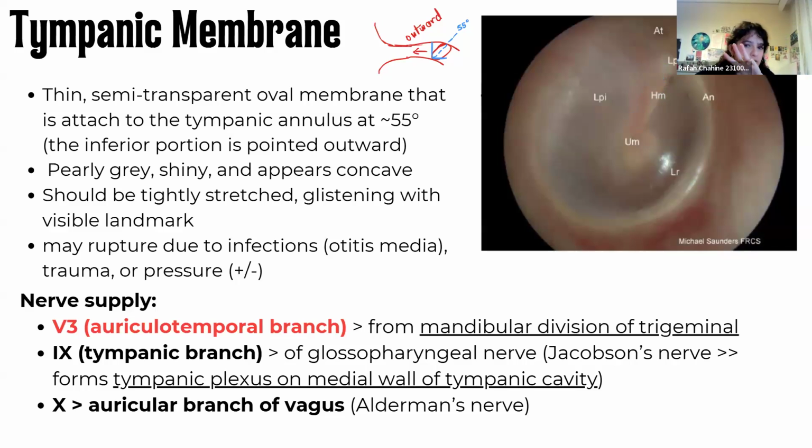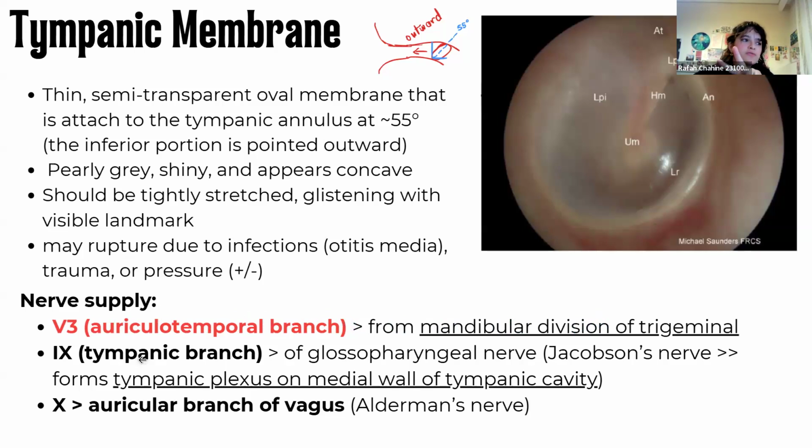It is supplied by 3 main nerves or branches of nerves, okay? Firstly, we have the auriculotemporal branch, or V3 auriculotemporal branch. The reason that we're saying V3 is because I'm pretty sure you've taken the trigeminal nerve by now, and you know that the trigeminal nerve has 3 divisions. Now we're talking about V3, or the mandibular division of the trigeminal nerve, that will give us the auriculotemporal branch. First nerve supply of the tympanic membrane.